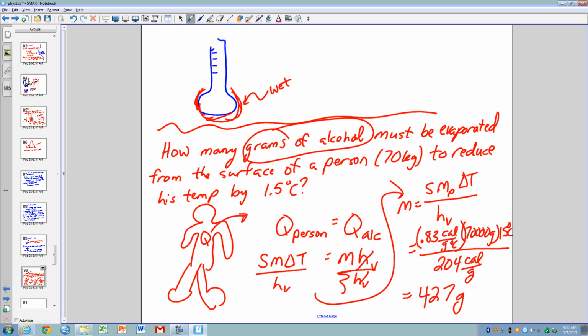That's the mass of alcohol that's required in order to cool the body by that amount. It's not a very large amount, right? Just 1.5 degrees. But you still need 427 grams, which is a fairly substantial, maybe 1/2 bottle of alcohol.